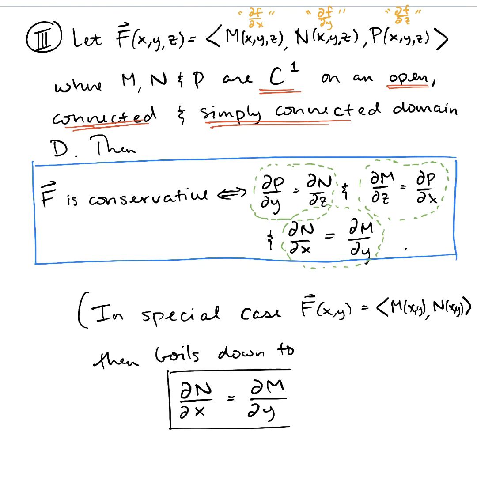So the 2D test is even easier. You just have to make sure that n's x partial matches m's y partial. All right, so this is particularly easy in the 2D situation.